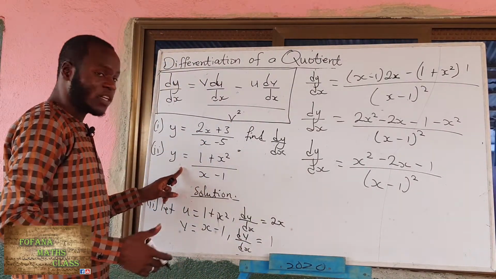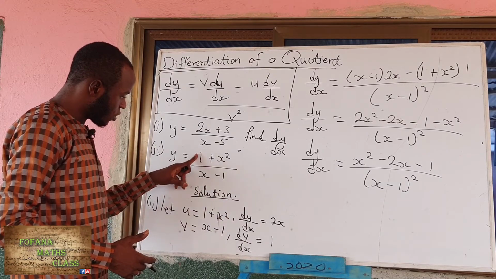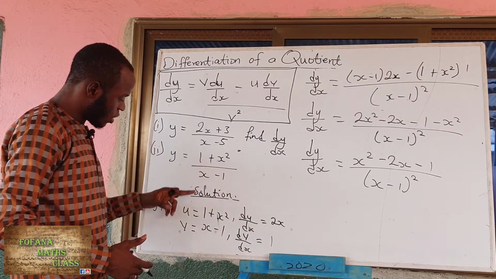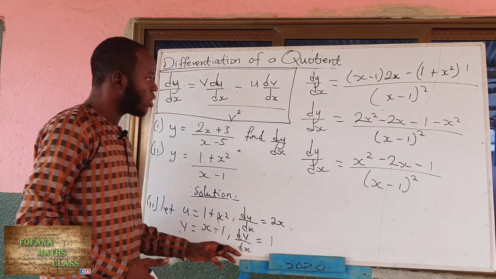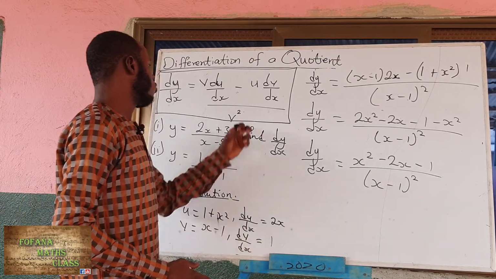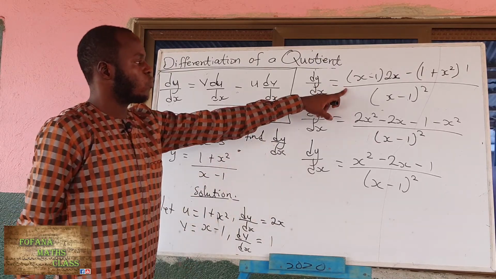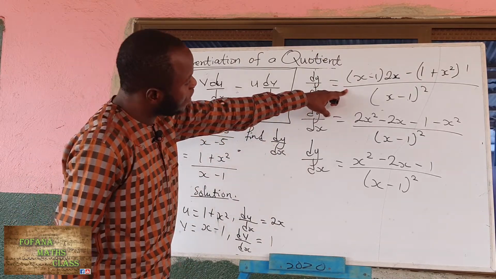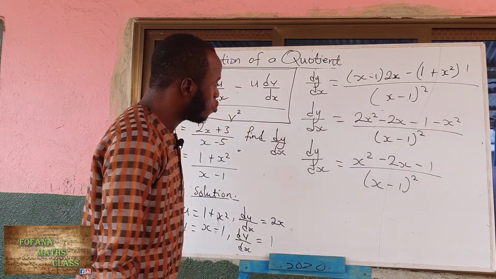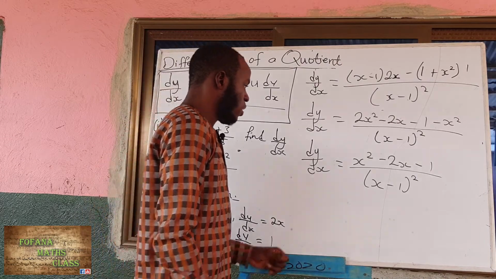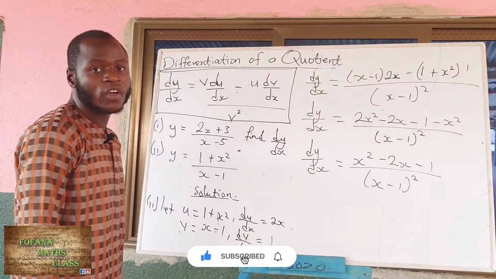So what did we do? First of all, you let u equal the first function and v the second function. Then you differentiate the two functions. Then you substitute the values into the formula, and after obtaining it, you solve it one after the other systematically. This is where you will be arriving. And this brings us to the end of the quotient rule of differentiation.